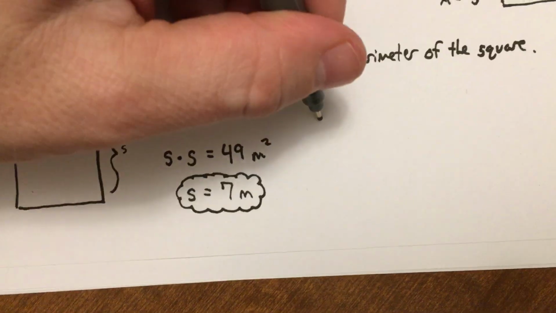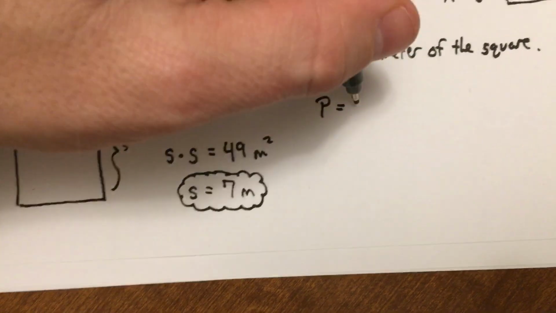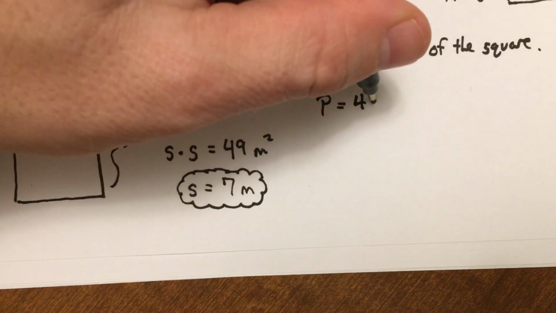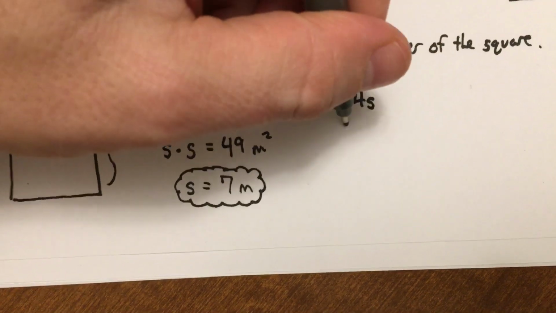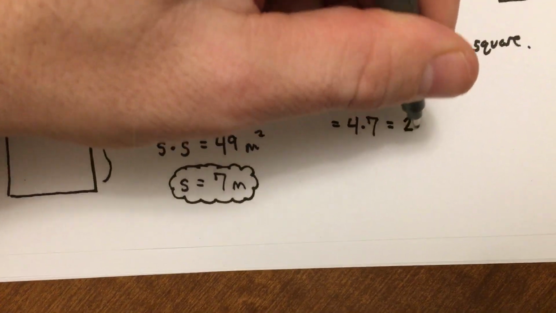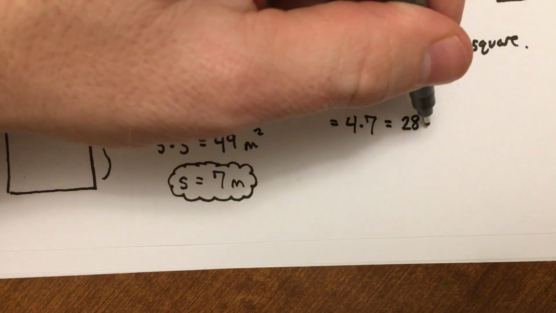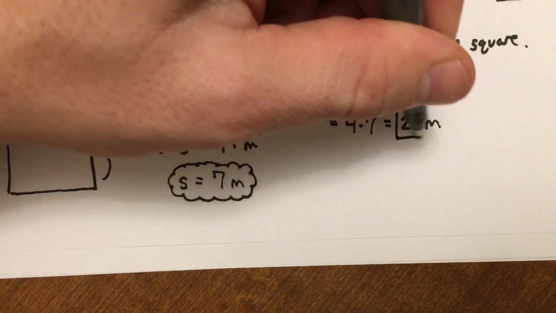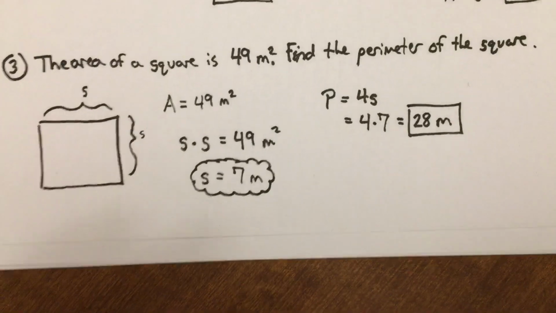Well, to calculate the perimeter, if you remember, P is equal to 4 times the side length, or 4 times 7, which is equal to 28 meters. And there you have it.